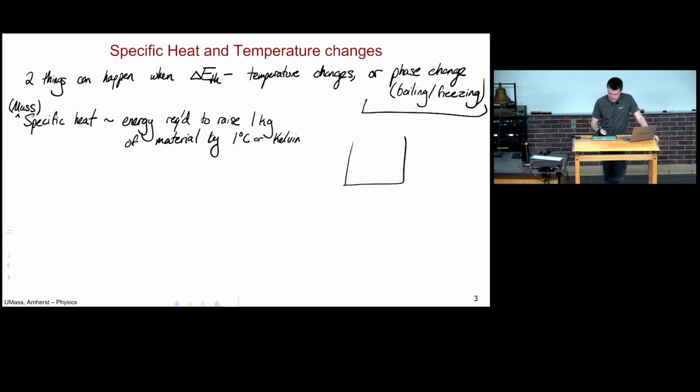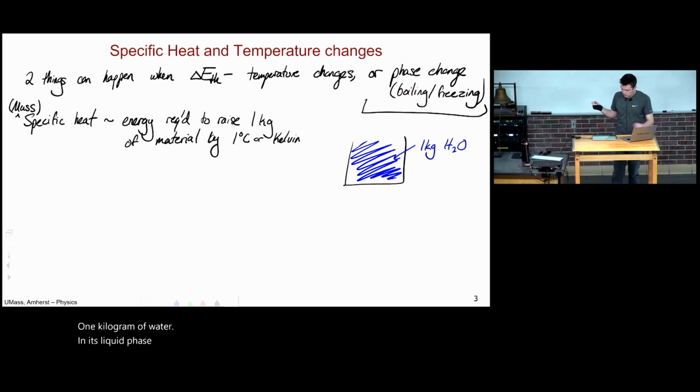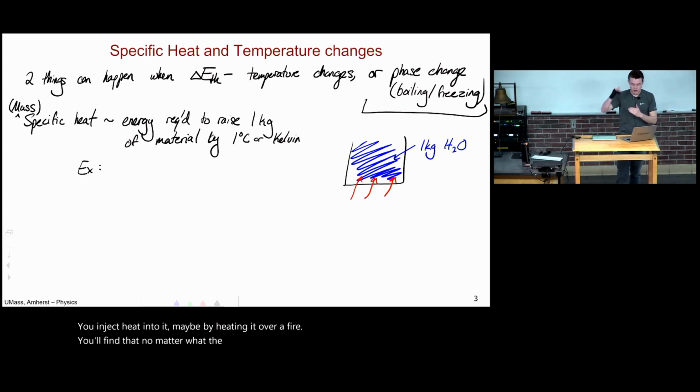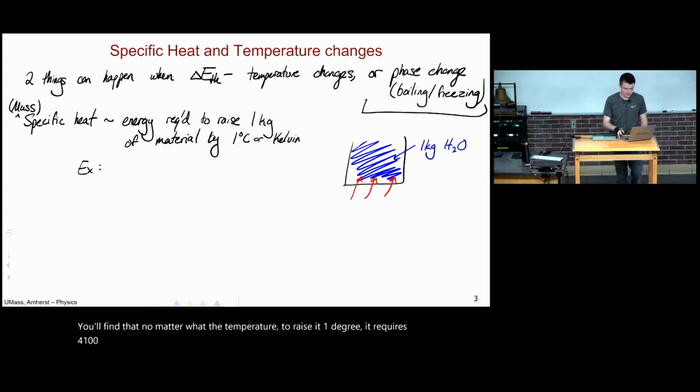For instance, you'll find if you have 1 kilogram of water in its liquid phase, and you inject heat into it, maybe by heating it over a fire, you'll find that no matter what the temperature, to raise it 1 degree, it requires 4,190 joules, which is 419 times 10 to the third, or times 10 to the first.